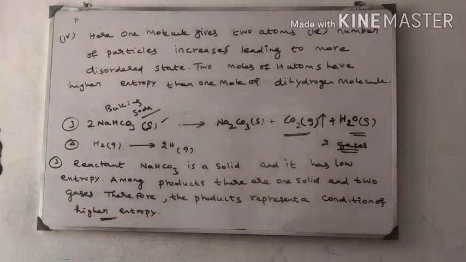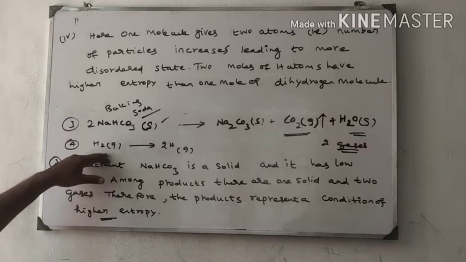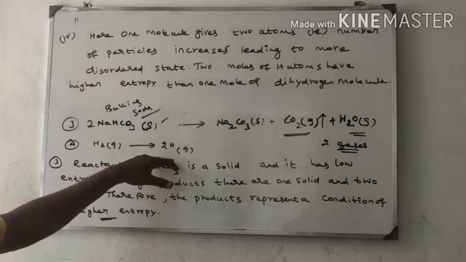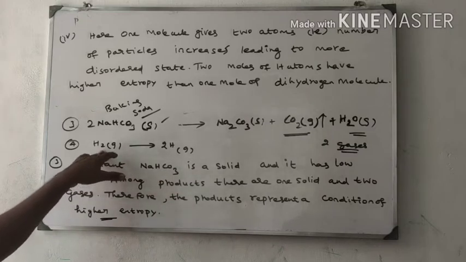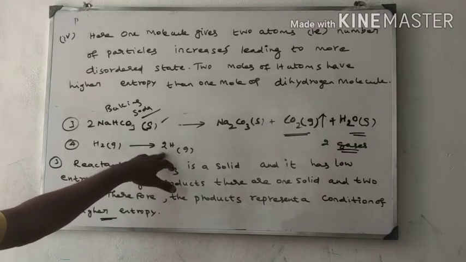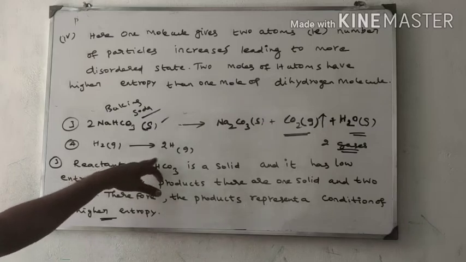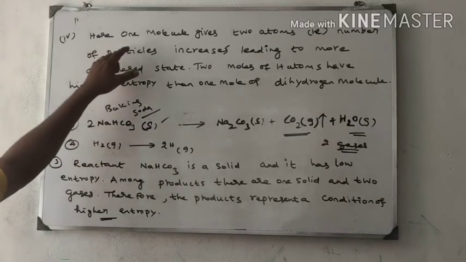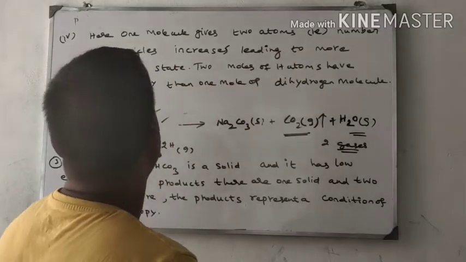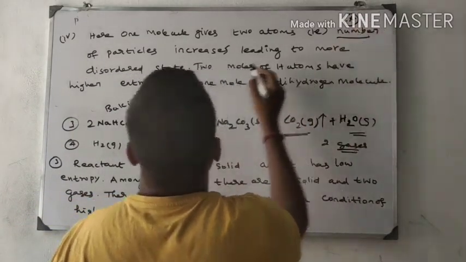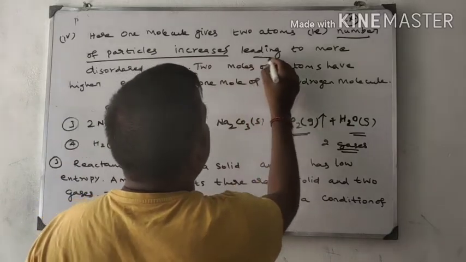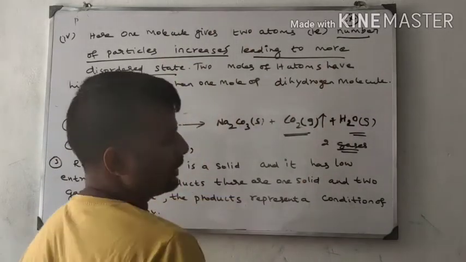Next question. Hydrogen molecule decomposes to hydrogen atoms, bond dissociation enthalpy. In this process, a hydrogen molecule breaks down into two hydrogen atoms. This is a gas, this is also a gas. Here one molecule gives two atoms, that is, the number of particles increases. Very important term. The number of particles increases, leading to a more disordered state.